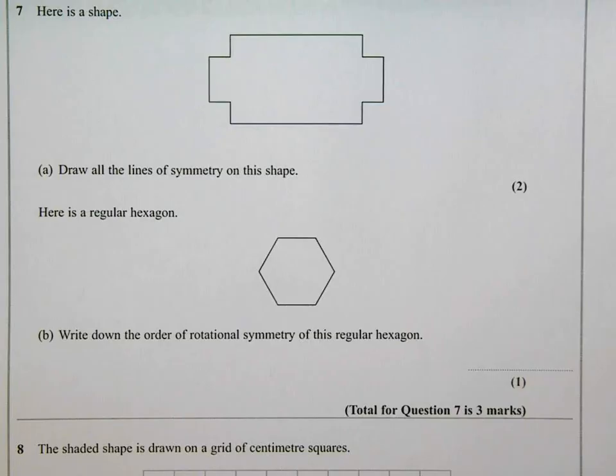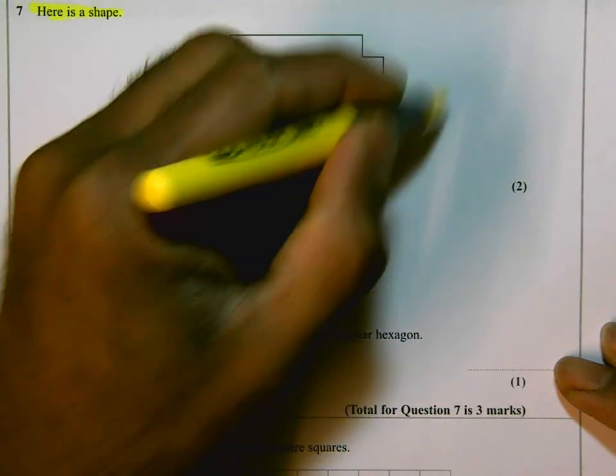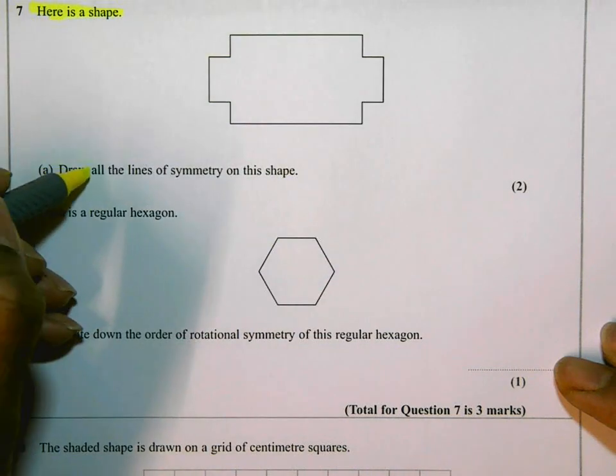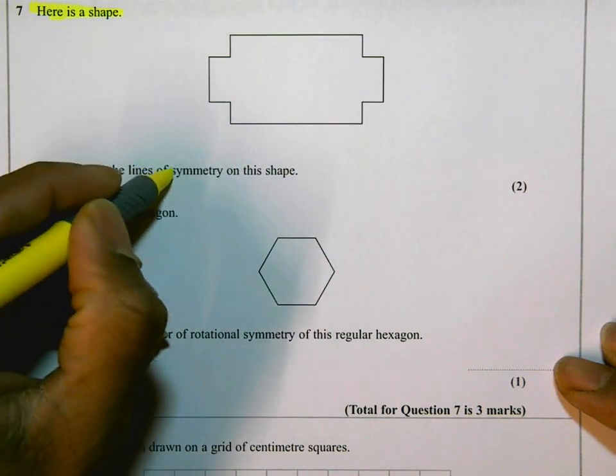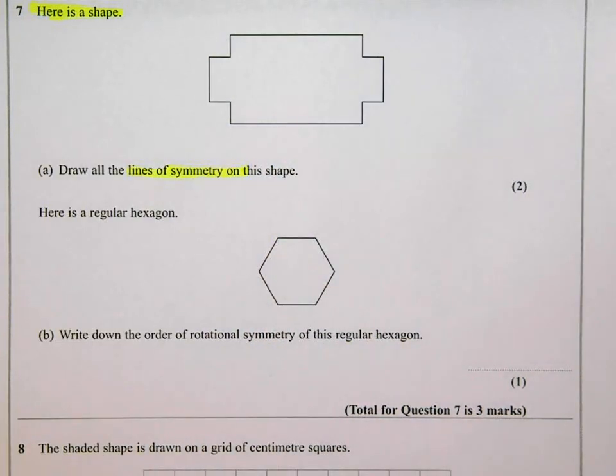Okay, here we go. Here's question 7 on the calculator paper. The question says, here is a shape, so there's that shape. Draw all the lines of symmetry on this shape. So the lines of symmetry, they want us to draw them on this shape.